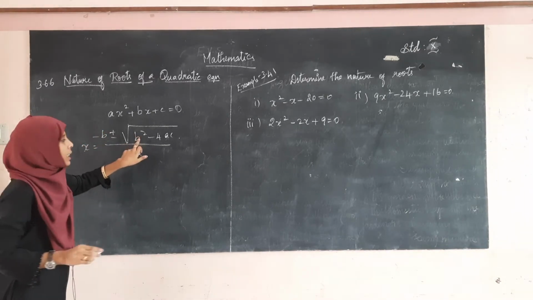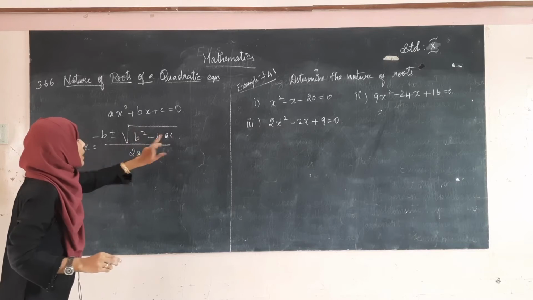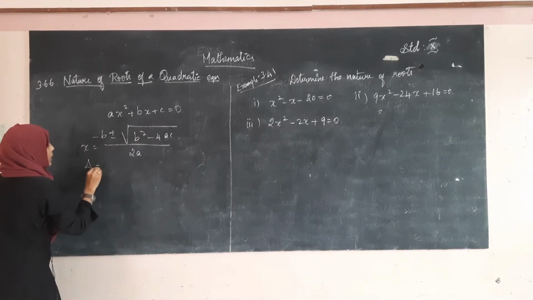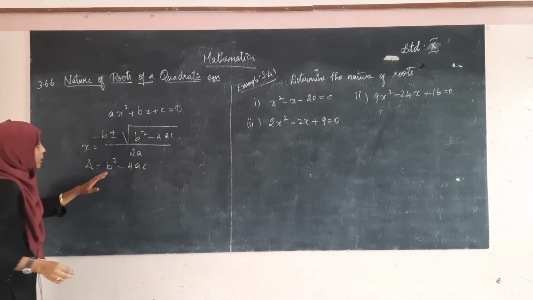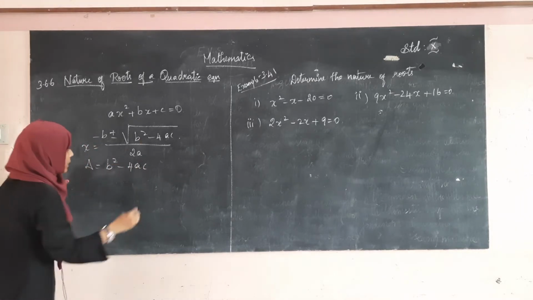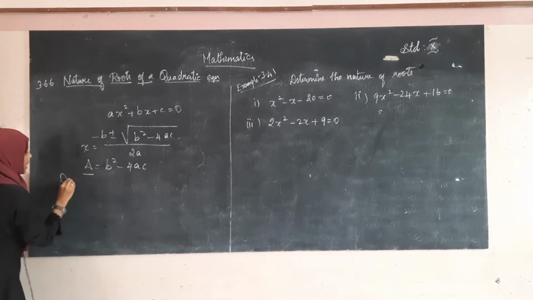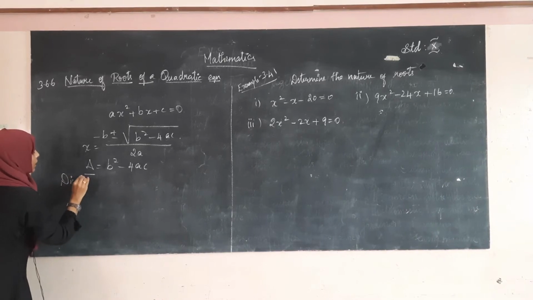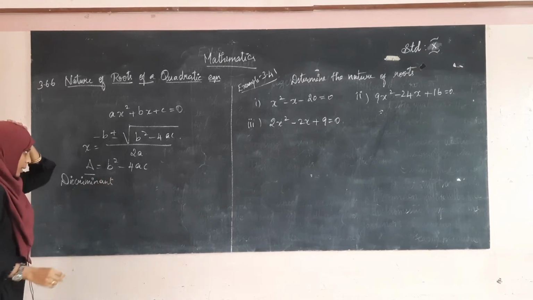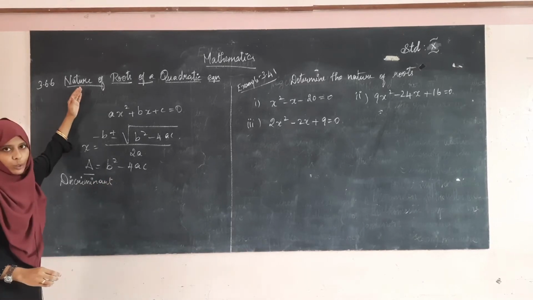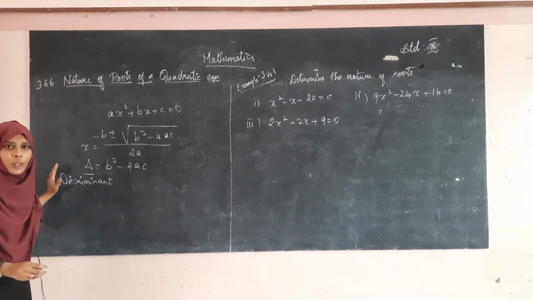From this, see here, this term b square minus 4ac is said to be the del. B square minus 4 into ac, this term is called del. This is said to be the discriminant. So the nature of the roots depends upon the discriminant's value.